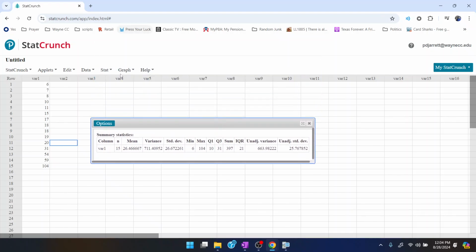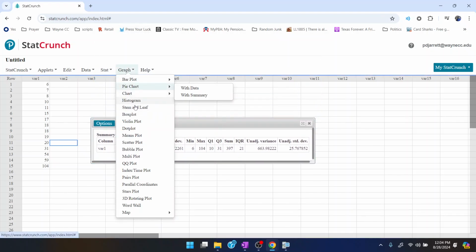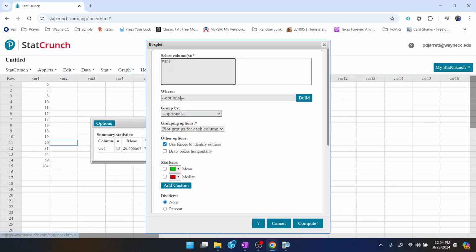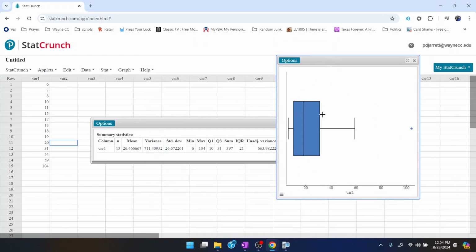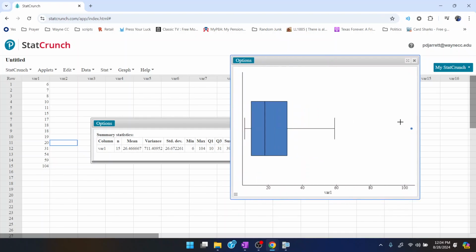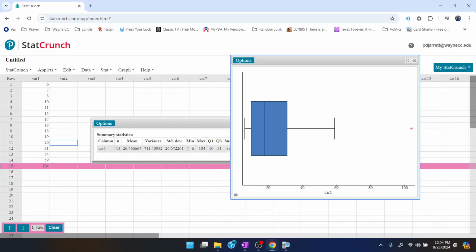I can even do a graph. Let's see, box plot. You can draw it vertically or horizontally. And looky. And you want to see something even cooler? Highlight that, like use a box, and it'll actually highlight the individual outliers. This thing is cool. It is basically like a calculator.